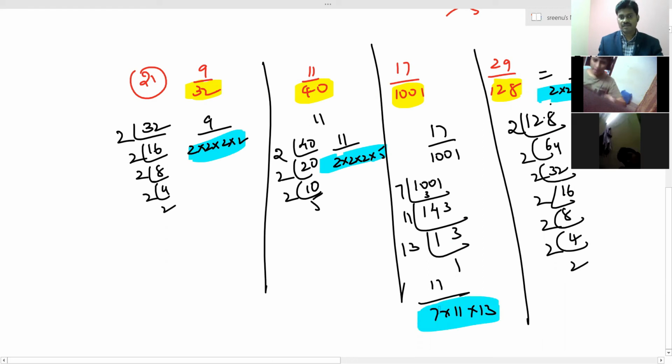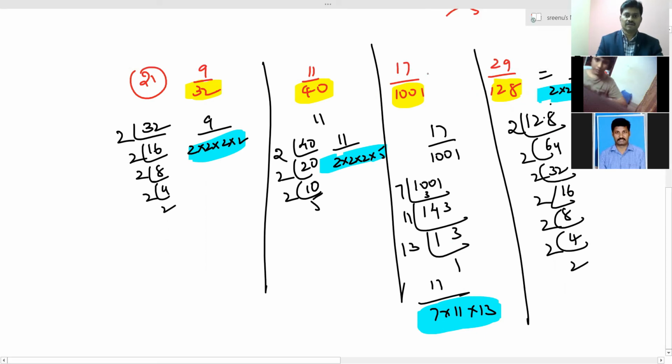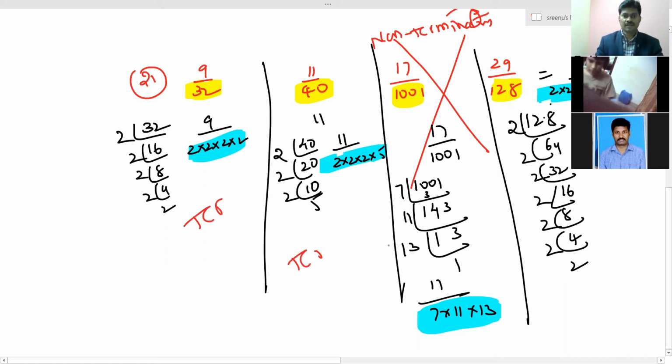Third question. Avinash, Sandeep. Third question. 7, 7. So the third question is called non-terminating. Non-terminating. And this is terminating. This is terminating. And this is terminating. Okay, now understand now? Yes, sir.